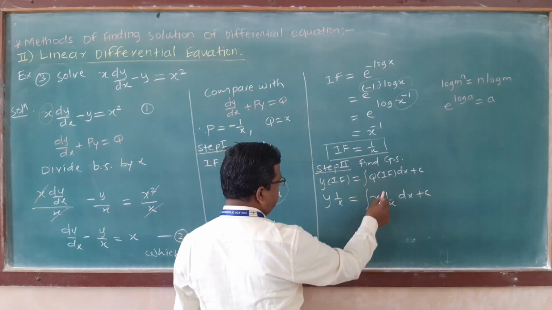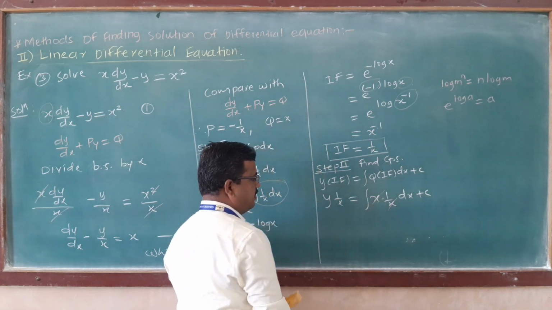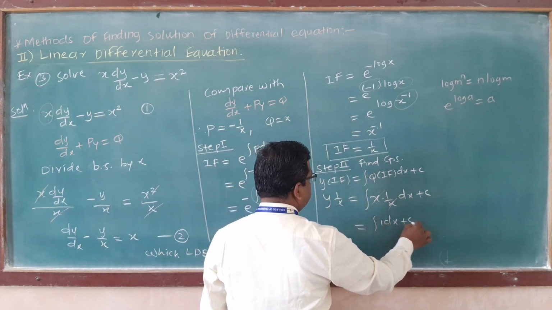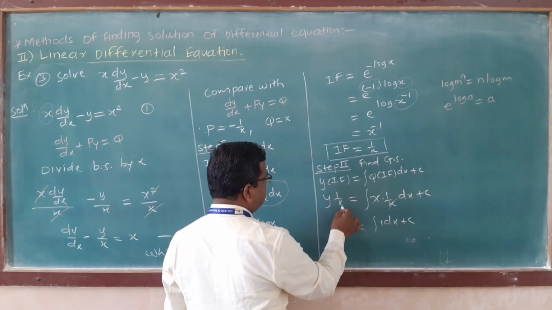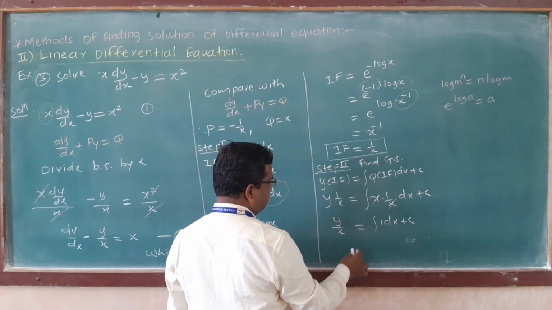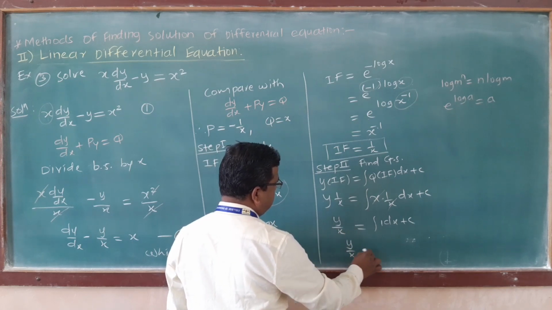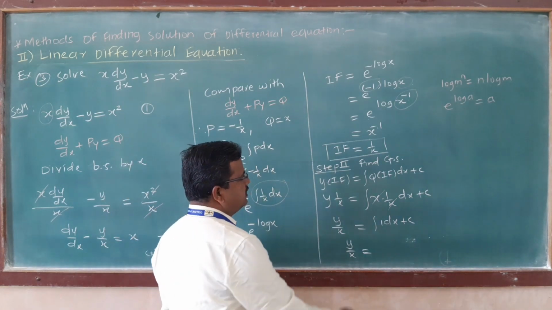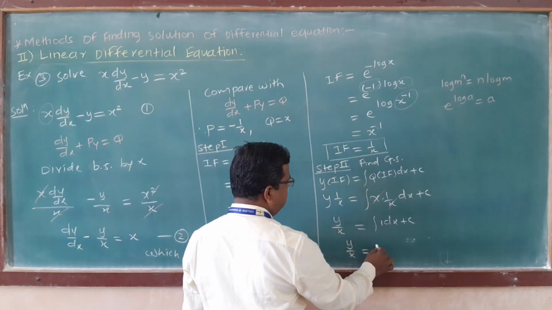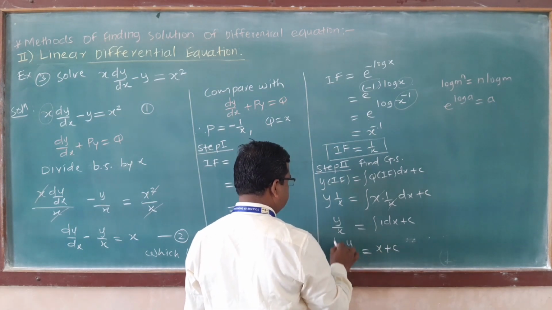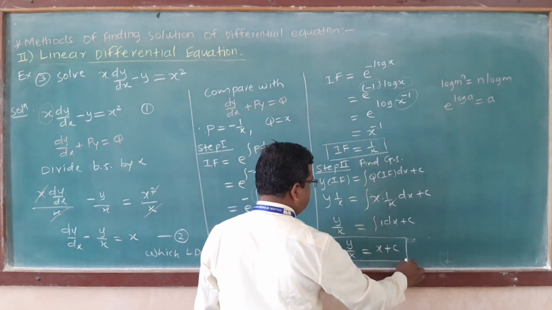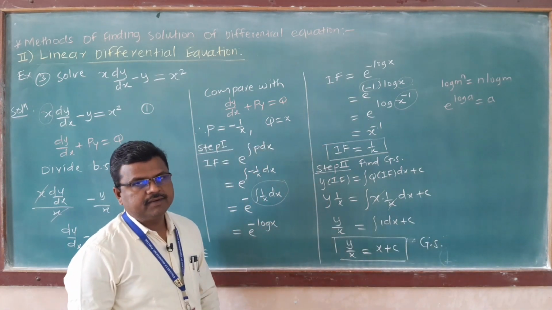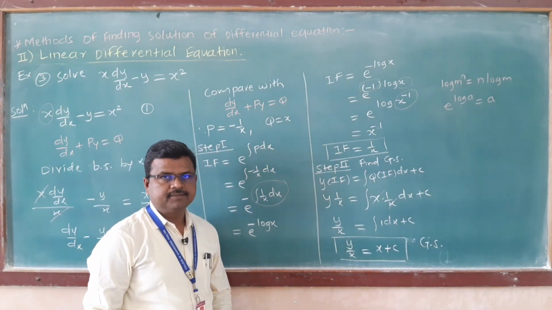आणि हे इंटिग्रेशन सोडवायचं, x upon x आहे, they will get cancelled. We get integration of 1 dx plus c. So this y into 1 upon x means y upon x. So finally y upon x is equal to, this is standard integration of 1, which is x plus c. So this is the required general solution of the given differential equation.